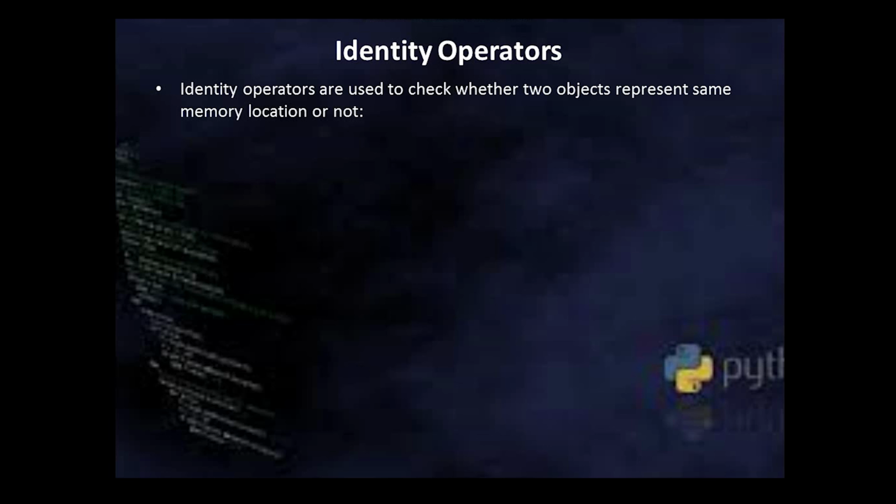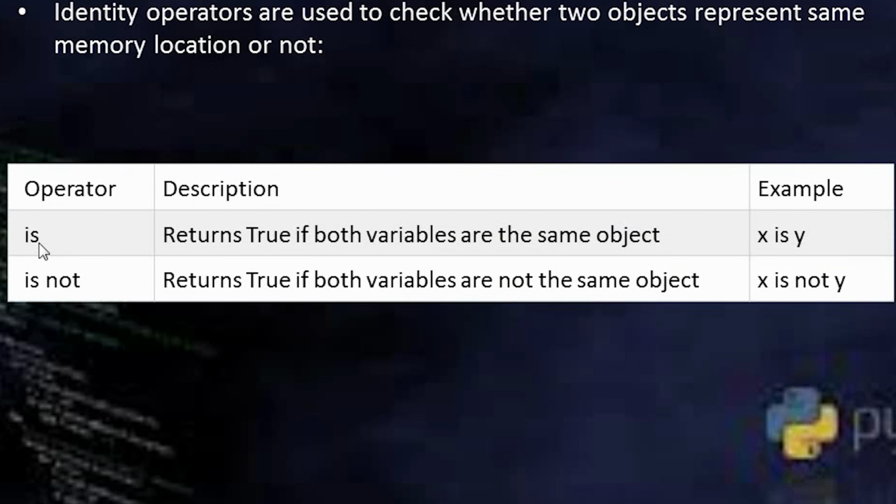As stated, identity operators are used to check whether two objects represent same memory location or not. The operator is, it's a binary operator. X and Y are two objects. Now if X and Y, both objects represent same memory location, the result is true. Is not, which is complement. So if X and Y are not representing same memory location, this operator will return true, otherwise false.